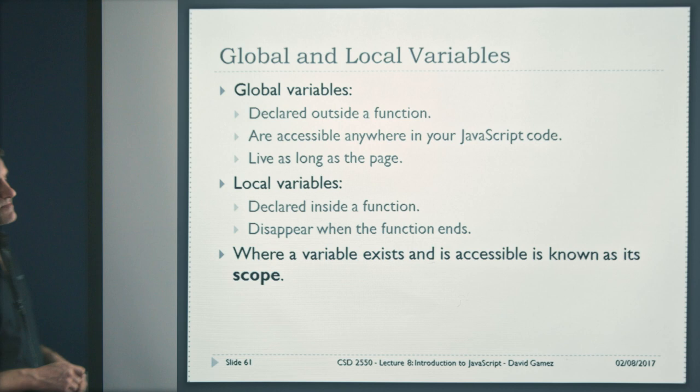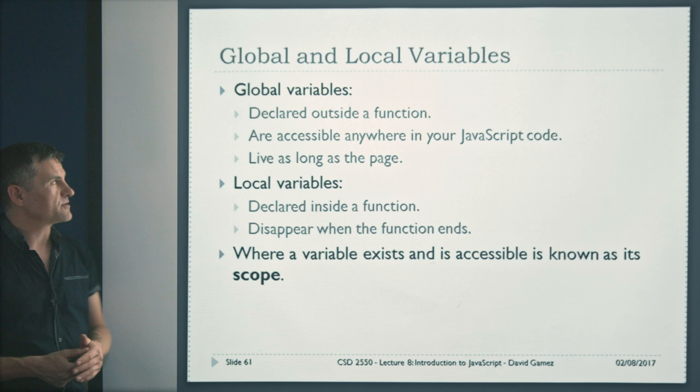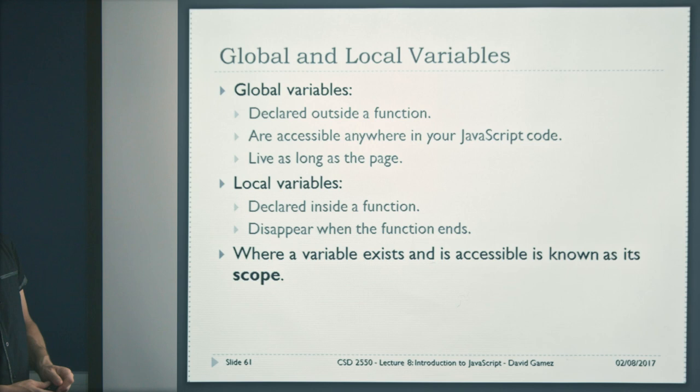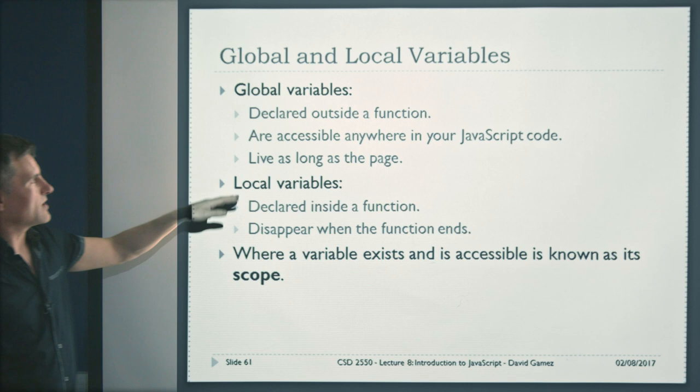Now, another thing, sorry to overload you with all this stuff, but you really need to be as clear about all this as possible: the difference between global and local variables. Global variables are declared outside any function, and their scope, or where you can use them, is anywhere on the page. You can access them anywhere in your JavaScript code, and they live as long as the page. Whereas local variables are declared inside a function, and they disappear when the function ends.